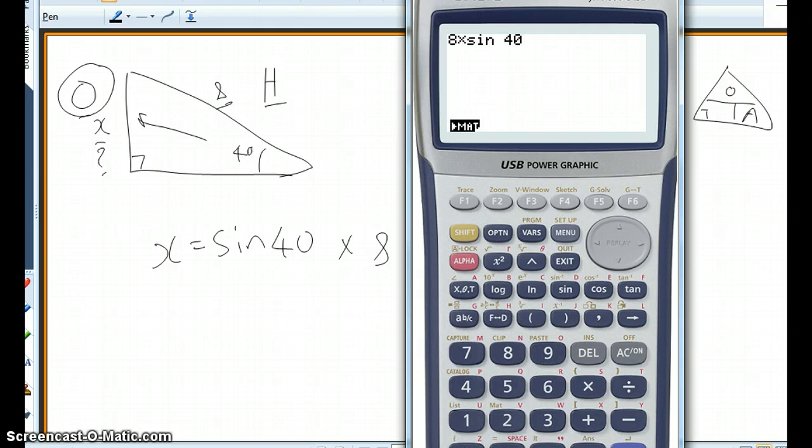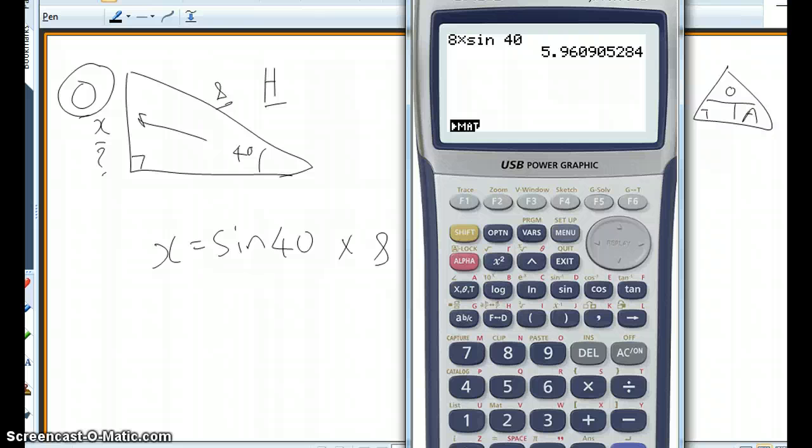Ash, what do you think? What size do you think this will be? Less than 8, thank you. So does 5.9 sound reasonable?